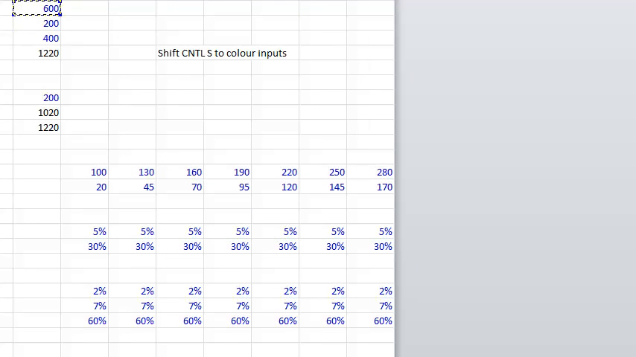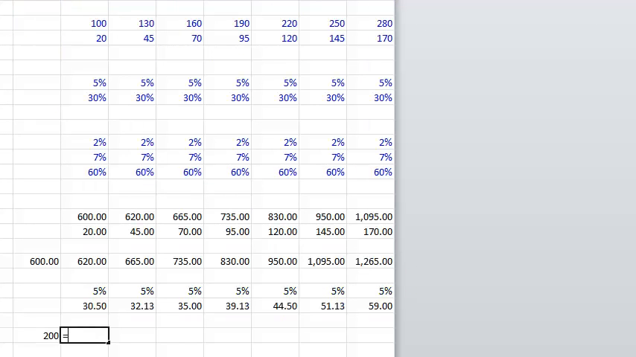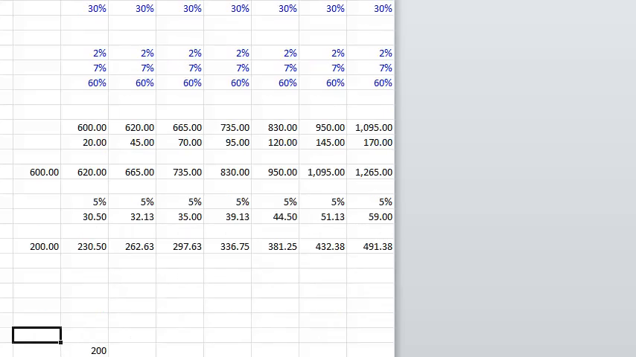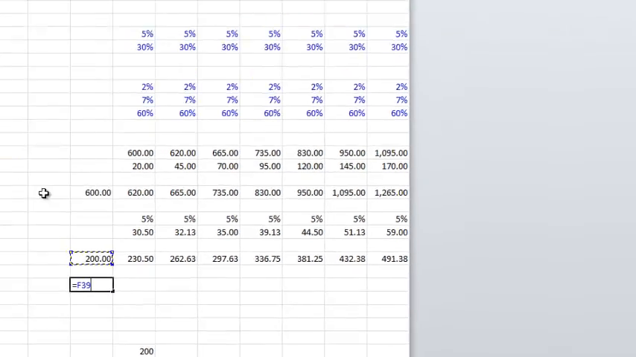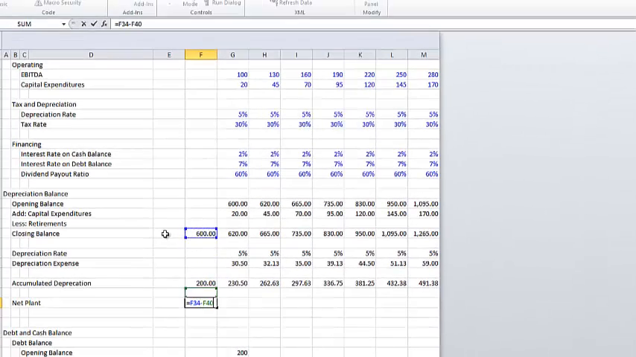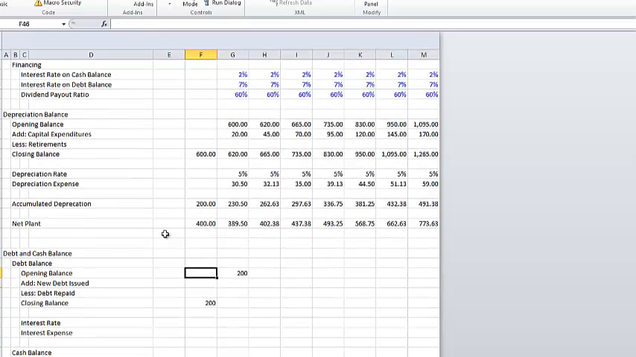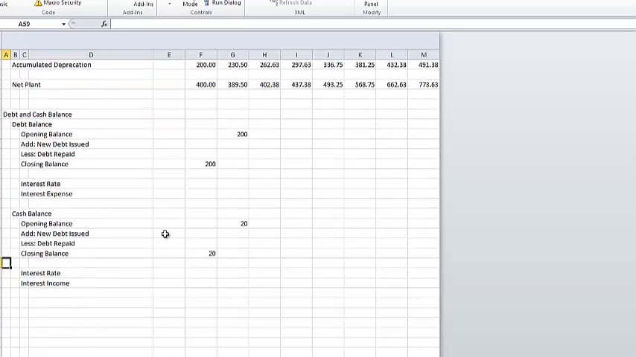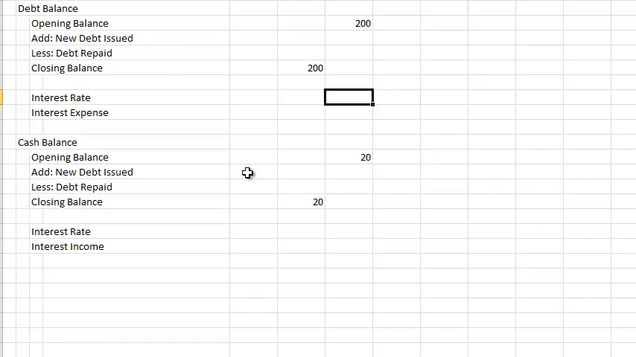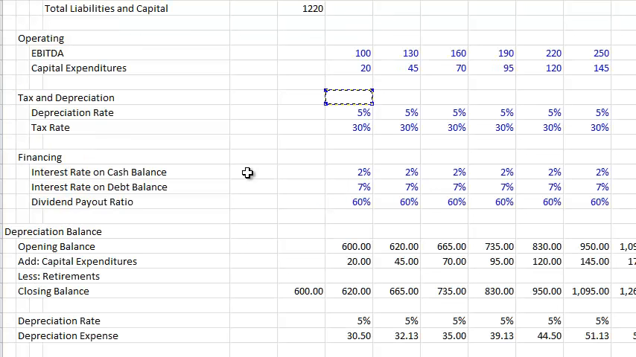Now, here's another, I should have done this one, and our accumulated depreciation is just going up. Again, not correct, but a starting point for a very simple description. Now, unlike the depreciation balance, when we get down to the debt balance and the cash balance, the amount we repay and all of that, that depends on the cash flow.